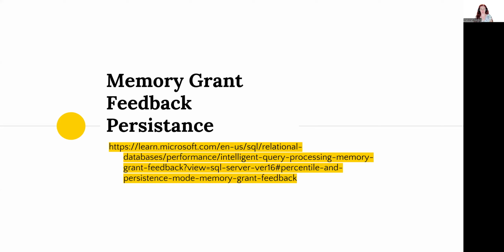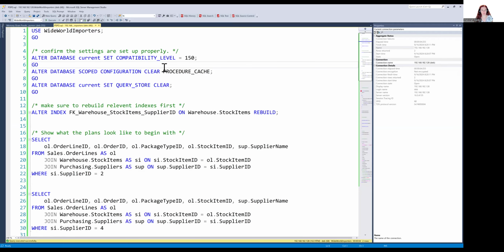Don't believe me? Here, let me show you what this all looks like. I'm going to switch over to my SQL Server instance here. We're going to use the Wide World Importers. We're going to start looking at parameter sniffing, the parameter sensitive plan optimization.